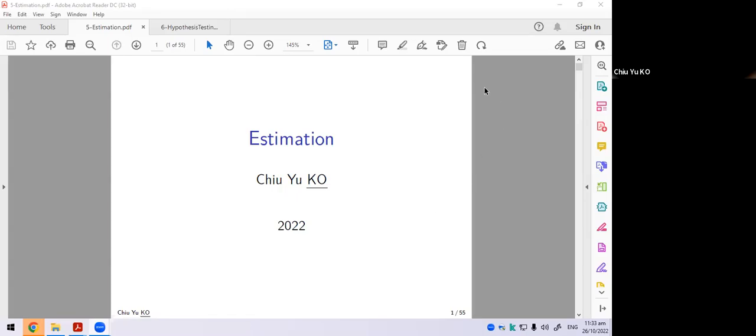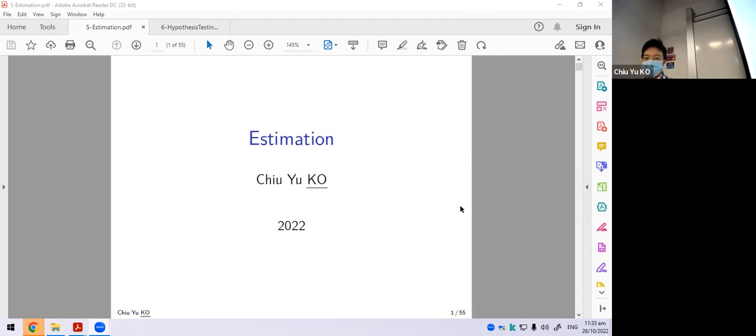So what's the goal today? The goal today is to finish this topic, estimation, and have some preview on hypothesis testing. I guess it's good to review what we're going to do, maybe on a whiteboard.